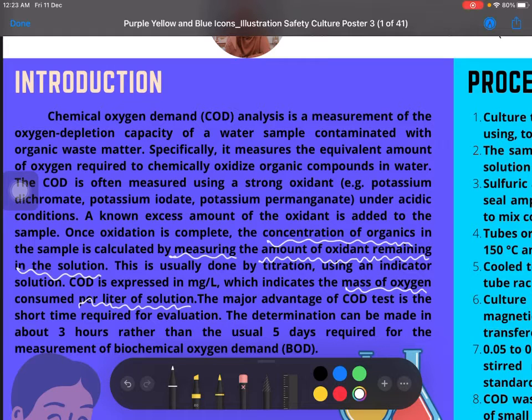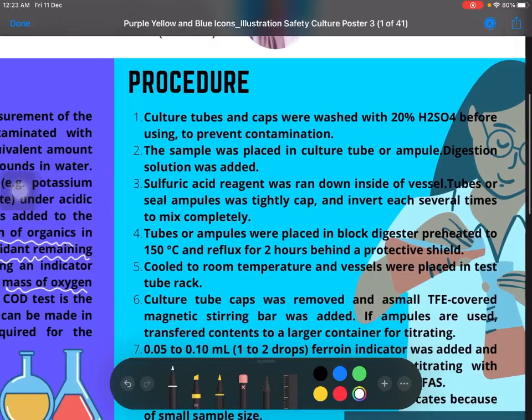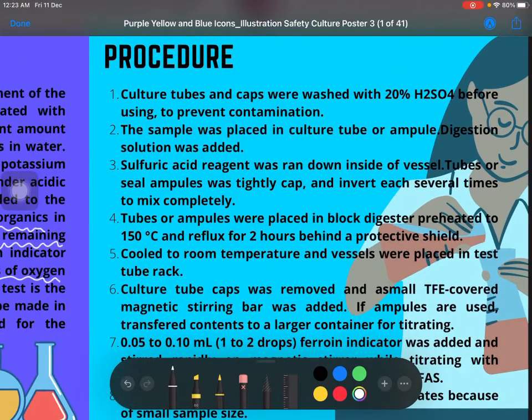Next, the procedure. Wash culture tubes and caps with 20% sulfuric acid before using to prevent contamination. Place sample in culture tube or ampoule and add digestion solution. Carefully run sulfuric acid reagent down inside of the vessel so an acid layer is formed under the sample digestion solution layer, and tightly cap tubes or seal ampoules and invert them several times to mix completely.